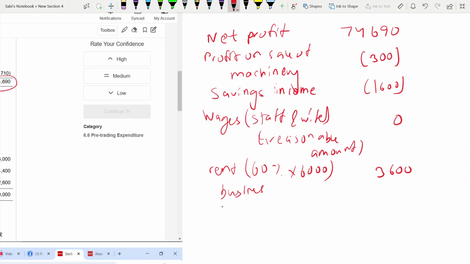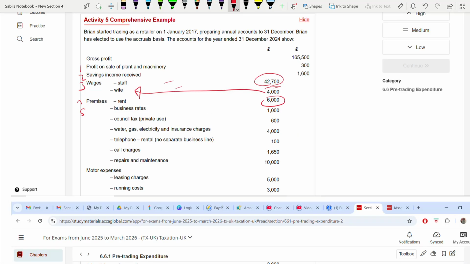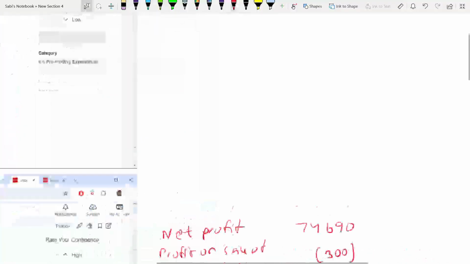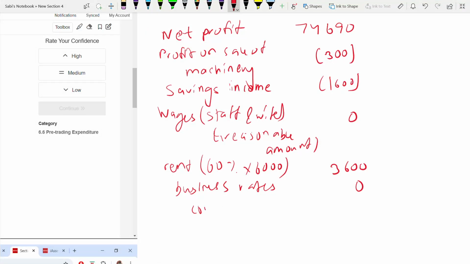So business rates, 0 adjustment. Then we have council tax. 6th is the council tax. Okay. For council tax, remember the entire amount is private use. So this is not allowable. Add back the full amount, 600, because it's fully private.